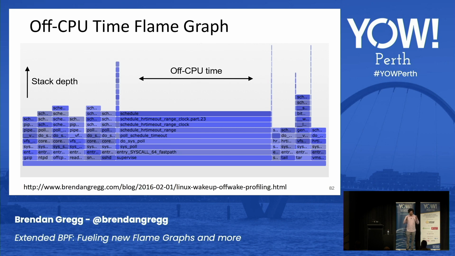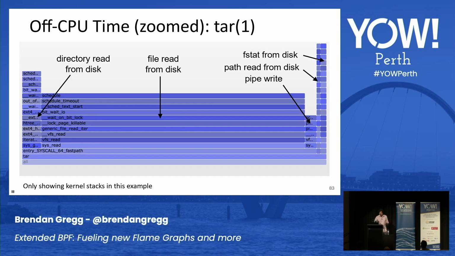Now the x-axis is, instead of samples, off-CPU time, but it's still population on the x-axis. Then I can drill into bits and say, oh, I'm blocked on file reads from disk, directory reads from disk, and I can proportionally see the time. Here I'm looking at the tar command. So I can quickly analyze off-CPU time, just like I can quickly analyze CPU time.